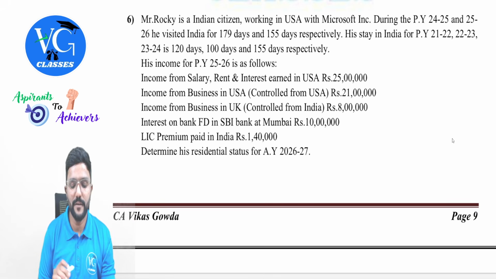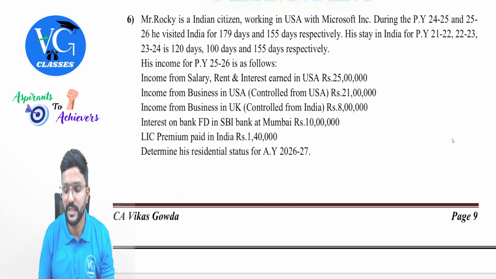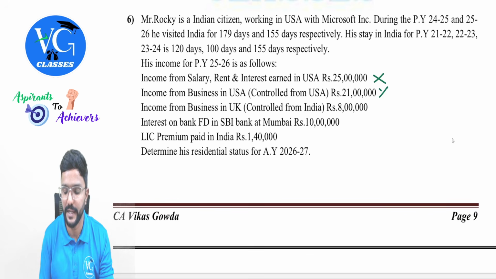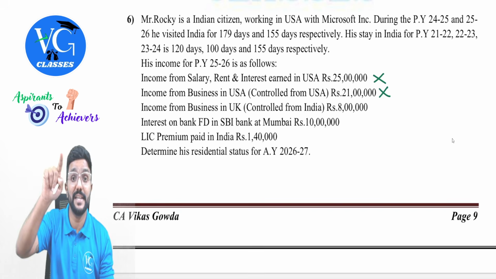Income for previous year 25-26 is as follows. So we need to check which is an Indian income and which is not, guys. Income from salary, rent, and interest earned in USA is not an Indian income. Then income from business in USA, controlled from USA, not an Indian income. Then income from business in UK, controlled from India. Is it an Indian income?